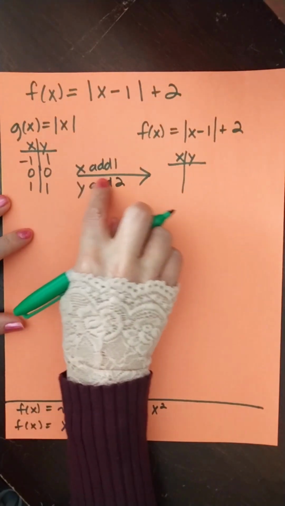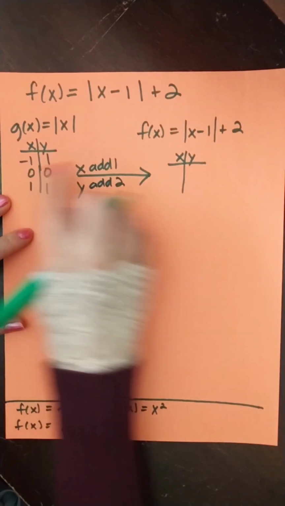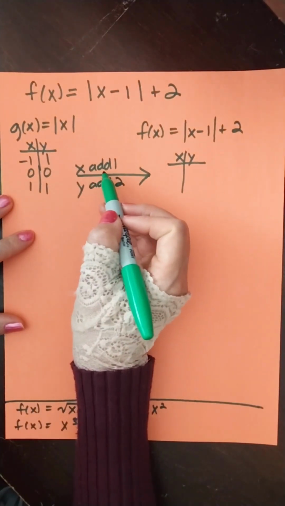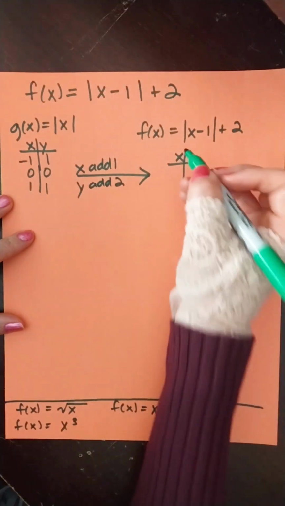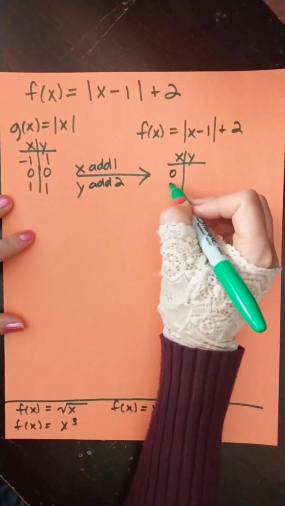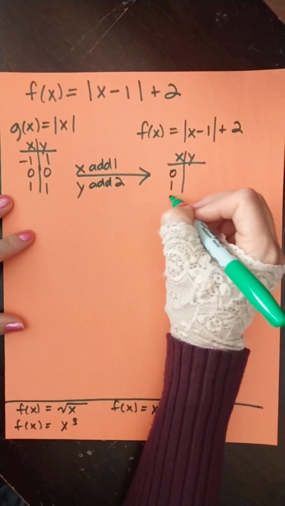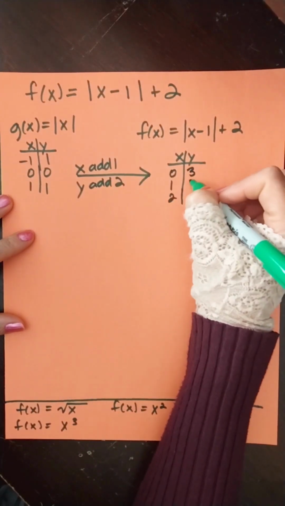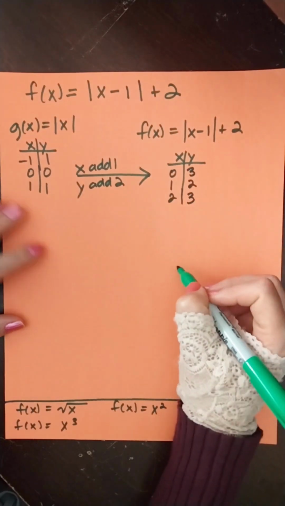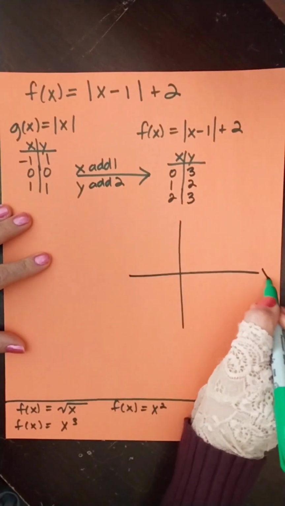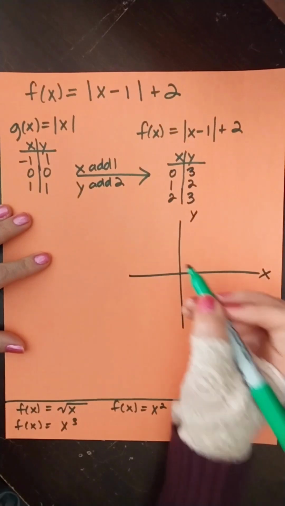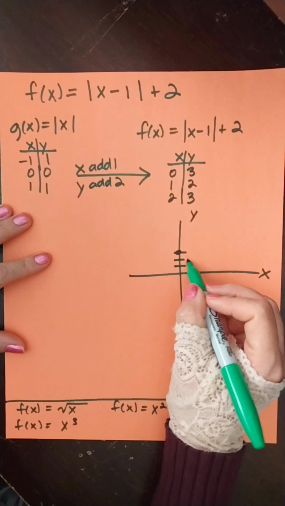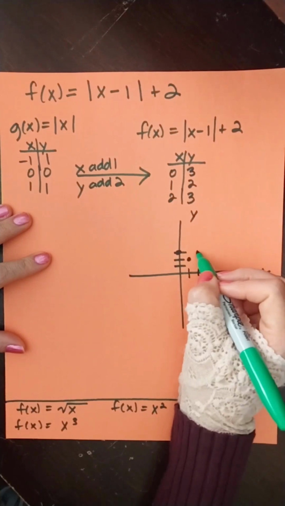Okay, so now we're going to do this arithmetic on these points so I can get my new points. All right, so to all our x values, we're going to add 1. So -1 plus 1 is 0, 0 plus 1 is 1, and 1 plus 1 is 2. And then to all the y values, we'll add 2. 1 plus 2 is 3, 0 plus 2 is 2, and 1 plus 2 is 3. And then we'll go ahead and plot these on our graph. So we have (0, 3), (1, 2), and (2, 3).